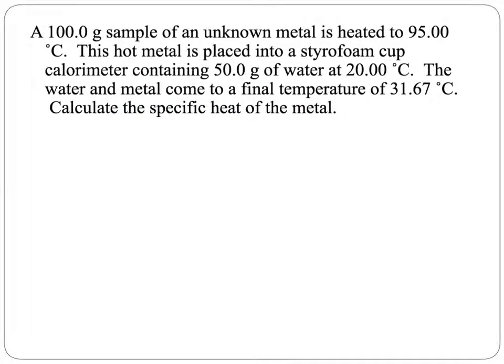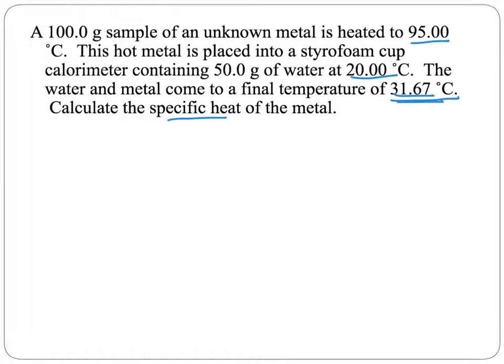So let's do a calculation and hopefully it'll all become clear. This says a 100-gram sample of an unknown metal is heated to 95 degrees Celsius. This hot metal is then placed into a styrofoam cup calorimeter containing 50 grams of water at 20 degrees Celsius. The water and metal come to a final temperature of 31.67 degrees Celsius. So the water has changed temperature from 20 to 31, and the metal we're assuming was at 95 when it started, and it also went down to 31 degrees. So we can use all this information to calculate the specific heat of the metal.